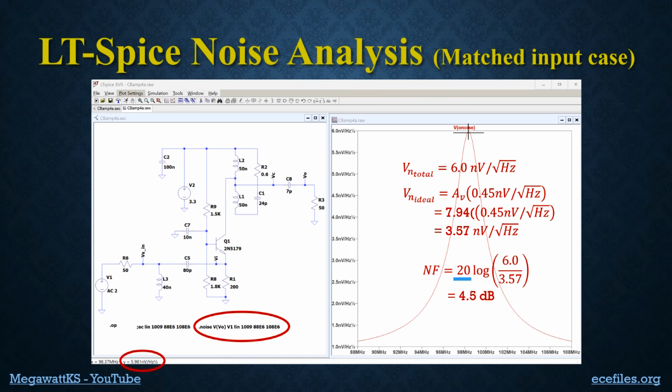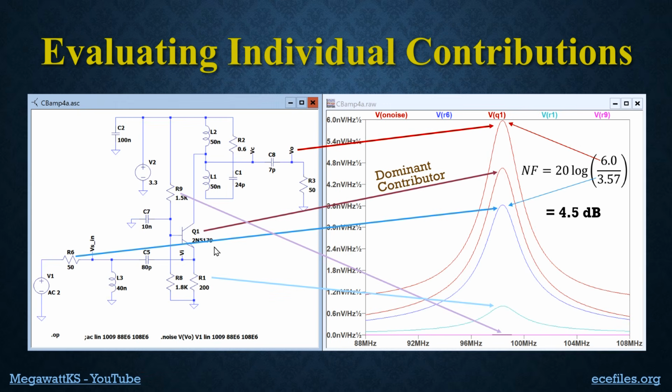So there's a couple of different methods. In the end, I like this one better because it gives us this extra information of where the noise is coming from, but it also doesn't assume that you're perfectly matched. So I think this is a better way to do it. Take the total and divide by that from the source alone.